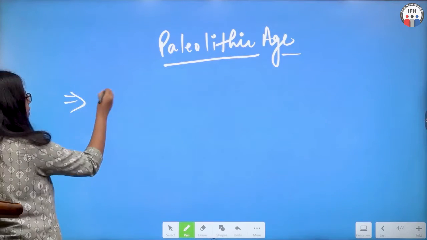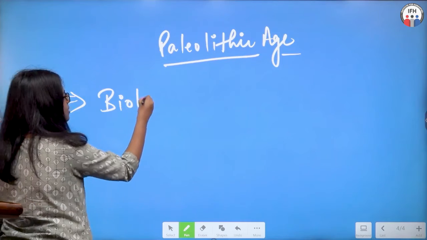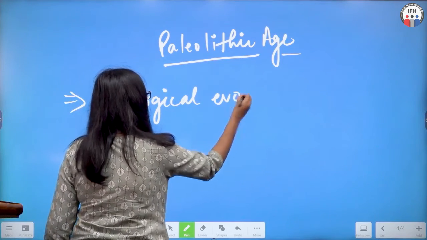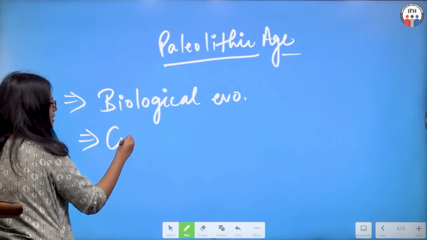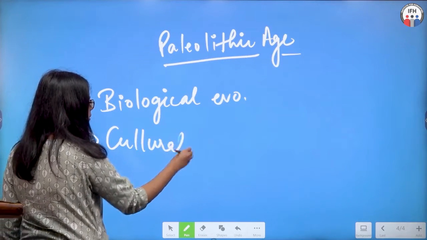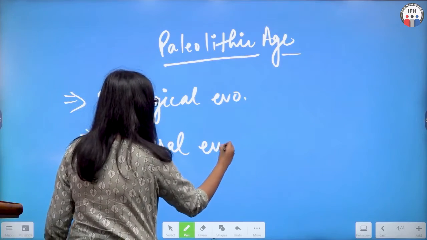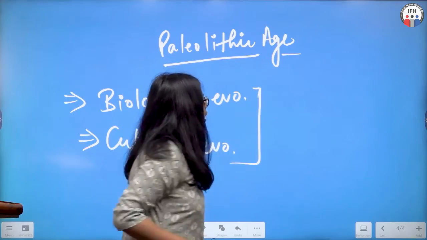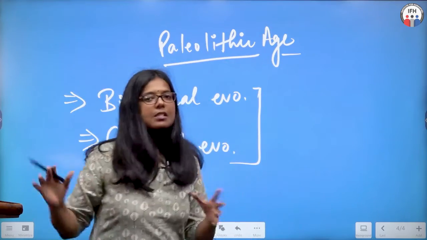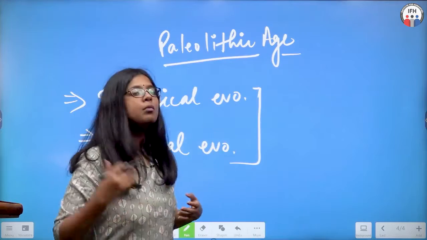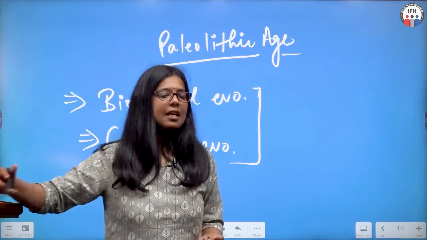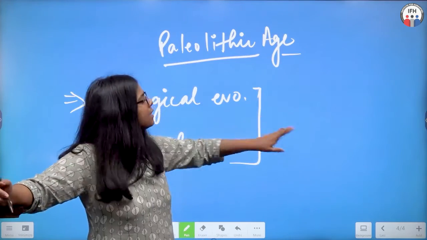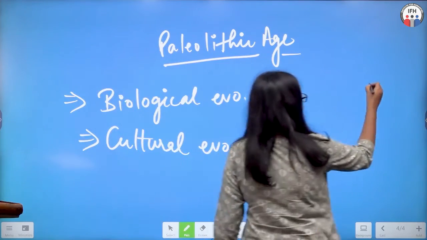There are 2 kinds of evolution which have happened: biological evolution of human beings and cultural evolution of human beings. What is the difference between the two? When the earth was first formed, some organisms emerged, and after many years primates came.